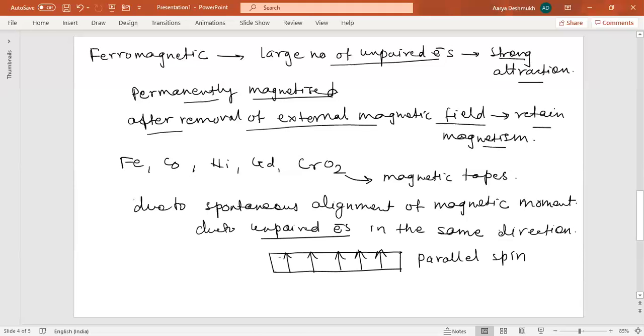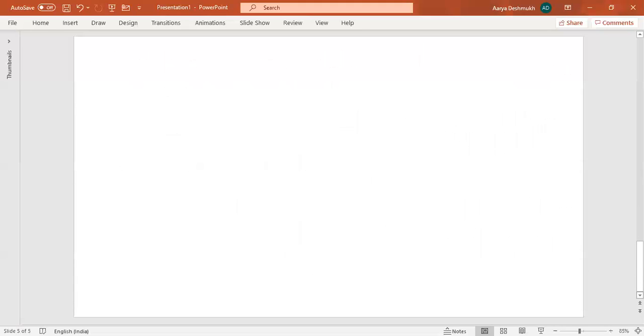So we'll talk in a little more detail about the mechanism of this magnetism of ferromagnetic substances. So what is the mechanism of magnetism or magnetization? You can use magnetization of ferromagnetic substances.